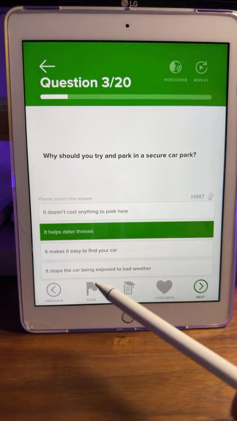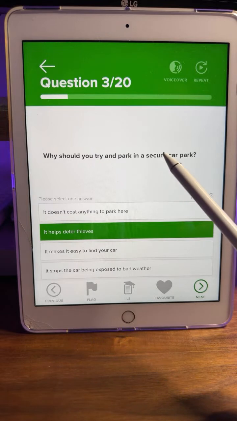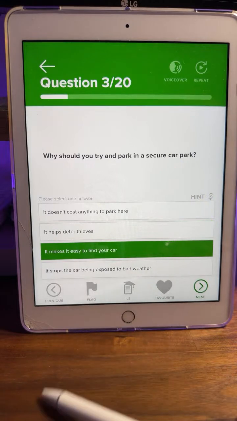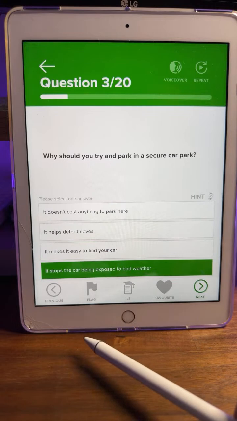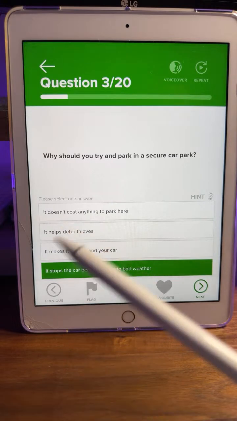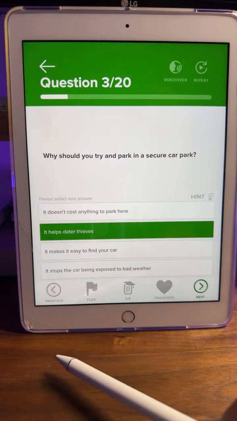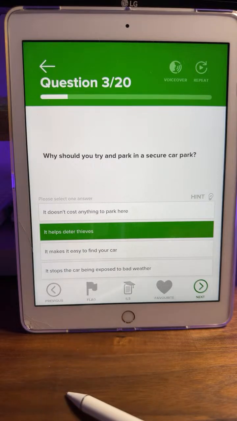Okay, B says it helps deter thieves. Yeah, that would make sense. It's a secure car park, which means security, the cameras are there, so that's actually good. It makes it easy to find your car? Not always. It stops the car being exposed to bad weather? I mean, that could be right, but it's not the actual answer here, okay? It helps deter thieves. So B is the correct answer on this one, guys. Does that make sense? Okay.